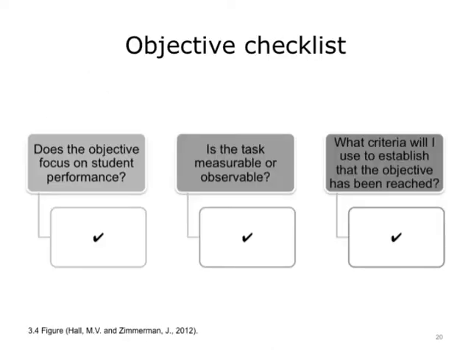To summarize, after you write objectives, check them against these 3 questions. Does the objective focus on student performance? Is the task measurable or observable? What criteria will I use to establish that the objective has been reached?